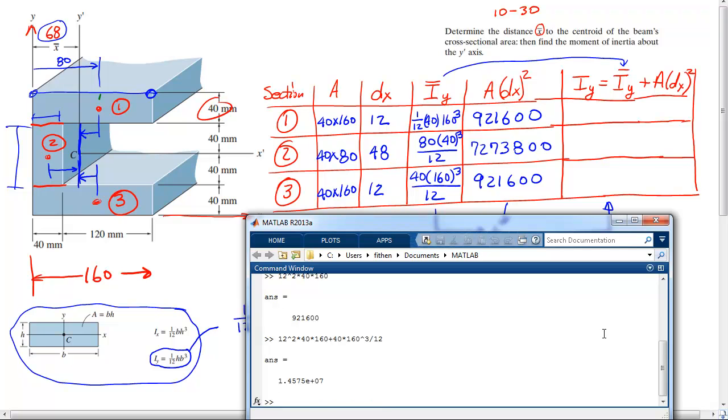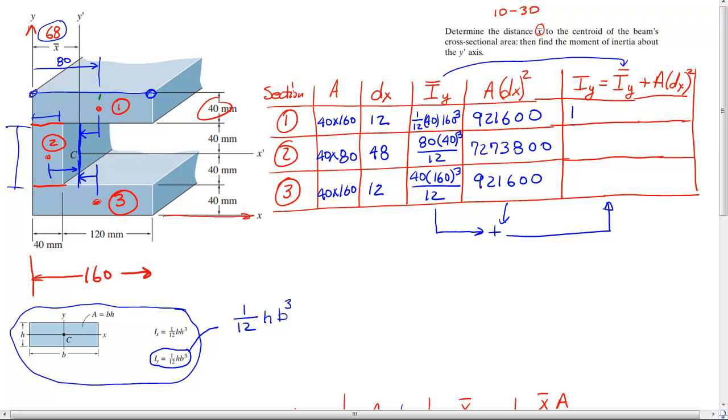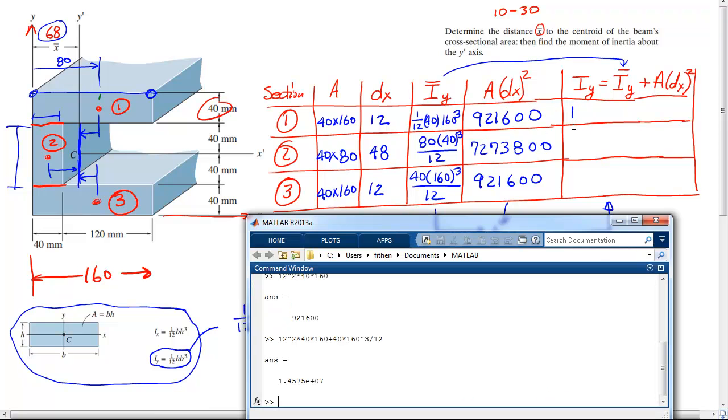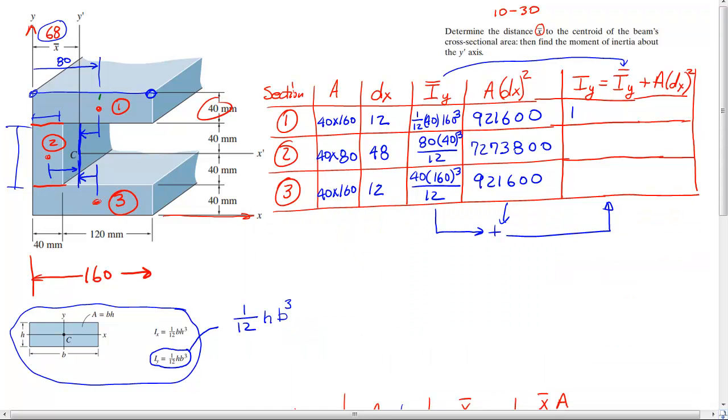Now I'm relegated to, oh shoot, I'm going to have to move this over so I can remember the number. 1.457775 e to the 7. Guess what? This is the same number.